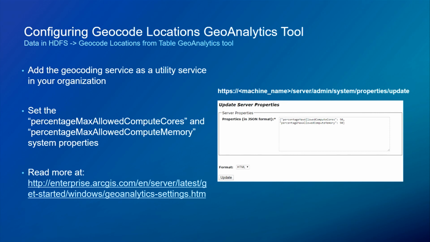The place you would add these two properties specifically is whatever your machine name is, server, admin, system, properties, update. And in that update, in that JSON format, you would just add this JSON bag with those two properties, configure them to numbers that seem amenable for your system, and you should be good to go. And there's a doc link page there if you want to learn more about it.